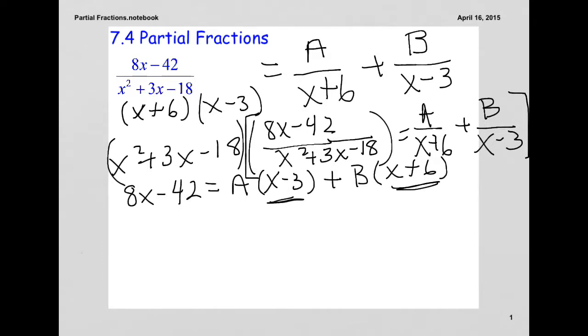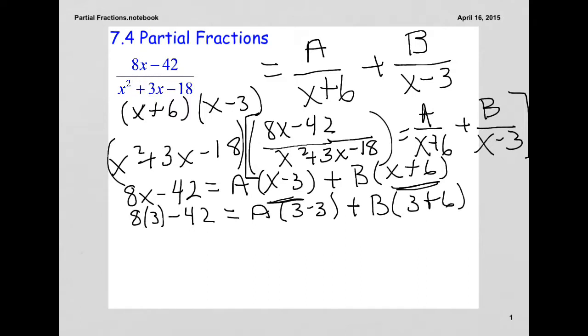So I'm going to do x is equal to 3 first. So that's 8 times 3 minus 42 equals a times 3 minus 3 plus b times 3 plus 6. Okay, 8 times 3 is 24, minus 42 is negative 18, equals, of course that's going to be a times 0, so that's 0, 3 plus 6 is 9, so this is 9b. Okay, so now we just divide both sides by 9, and b equals negative 2.